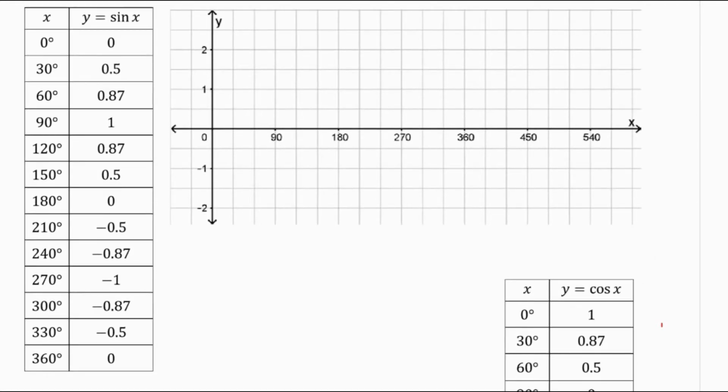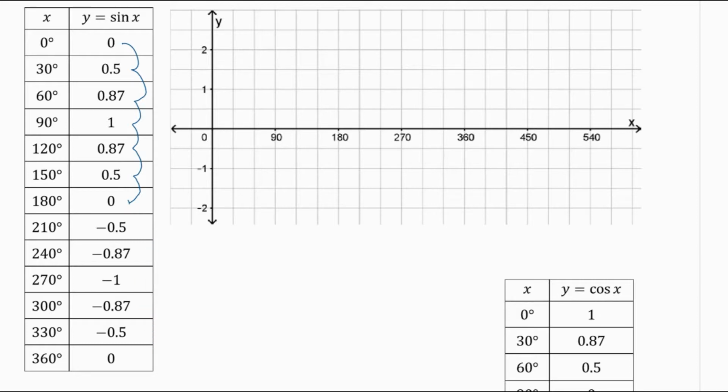And what do you notice about these? Take a look at that list. There's something that should jump out at us. What do you think it is? There's a lot of repetition, isn't there? So I've got 0.5 happening over and over again. In fact, it goes 0 to 0.5, 0.87, 1, back to 0.87, back to 0.5, back to 0. Then it repeats, but just in the negatives. So negative 0.5, negative 0.87, negative 1, negative 0.87, negative 0.5, 0.